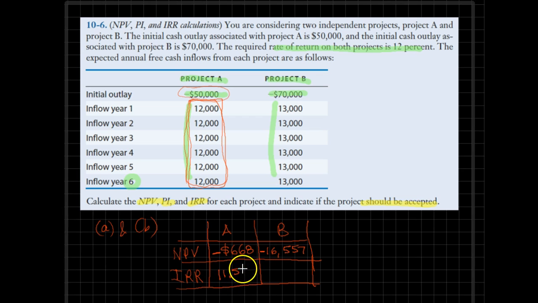Regarding the IRR, using the second row of your financial calculator, you should realize that the first project has an IRR of 11.53%, whereas project B has even worse, 3.18%.